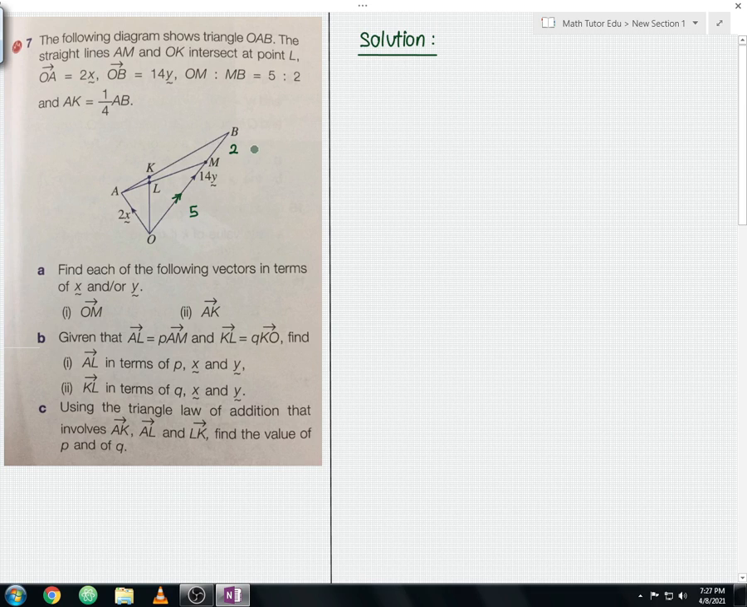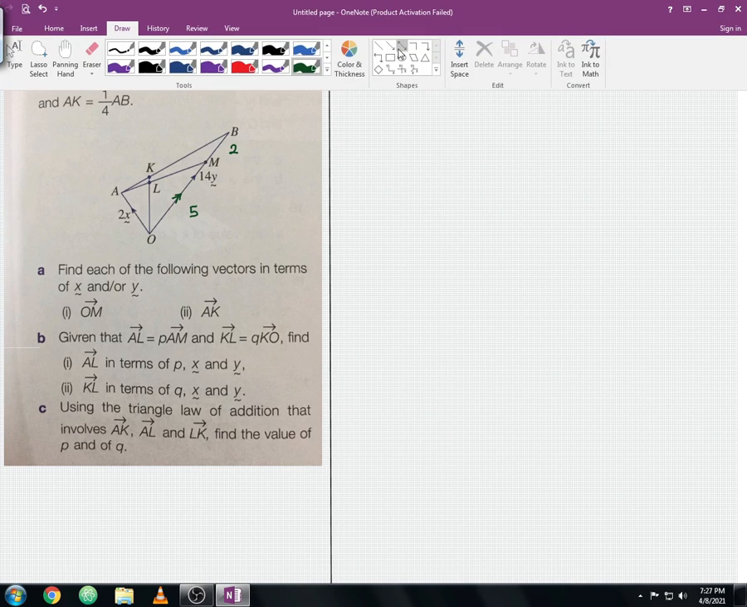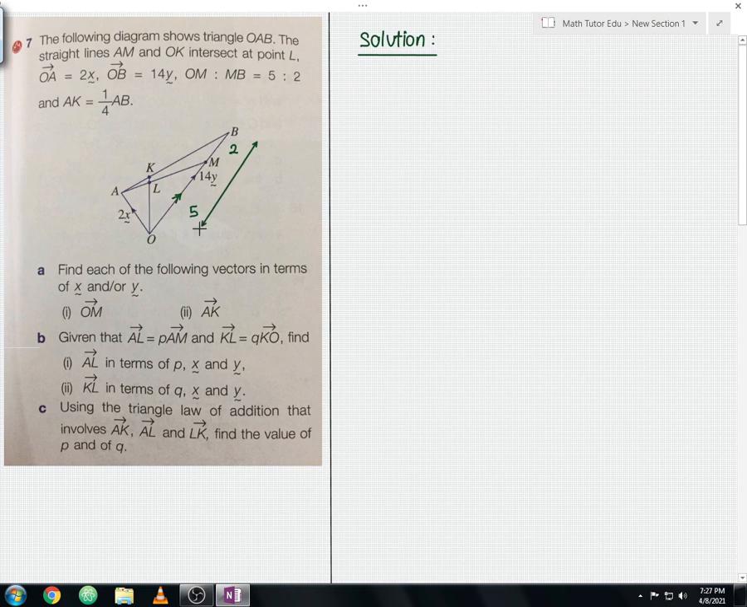Now we're going to label the whole length with 7. So from straight line O until B, you have a total ratio of 7. Using this 7, we are going to find the vector OM. So how are you going to find vector OM? It will be very simple, guys. Vector OM will be actually equal to 5/7 of vector OB. I hope you guys are clear now. So from here let us proceed to find the vector OM now.